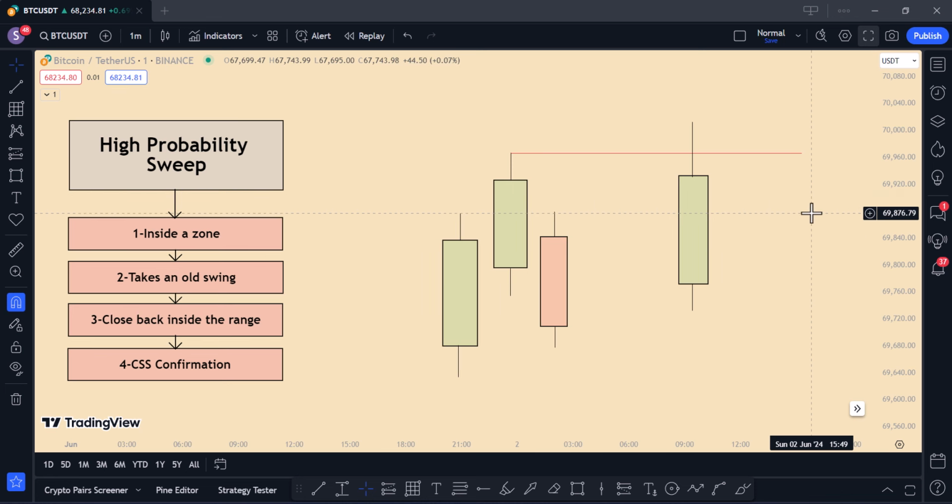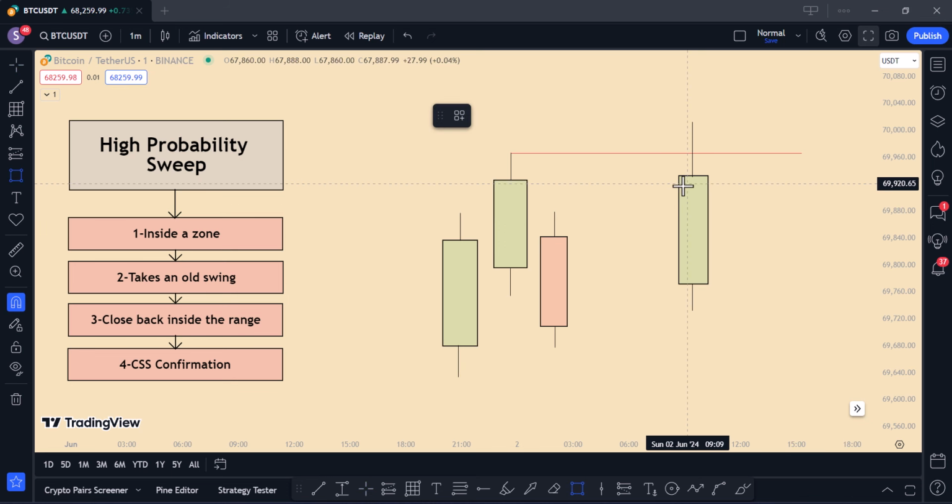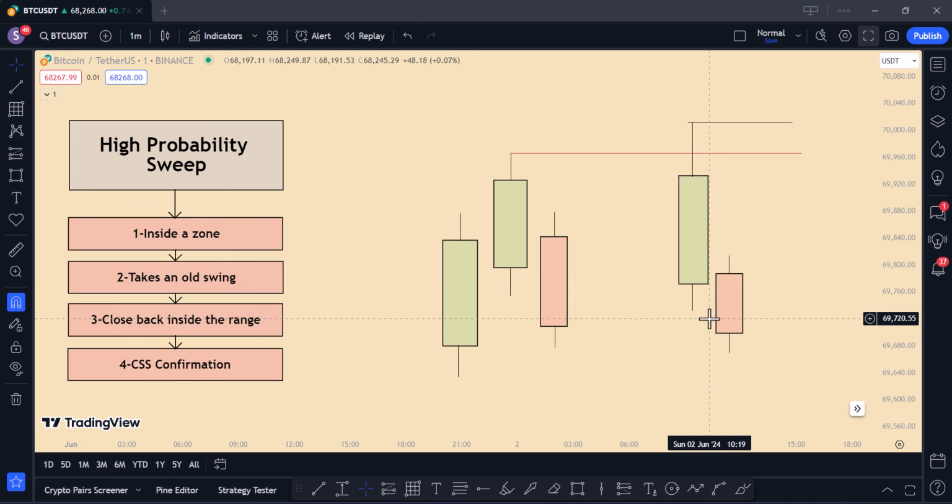What is this? Basically, if you are a DTFX student, this is easy. This is the candle that swept the high, right? This is the candle that created this high right here. A CSS is something like this. We have a body closure, we have a break of structure inside the candles itself. So as you can see, this bearish candle closed below the low of the candle that created the high.